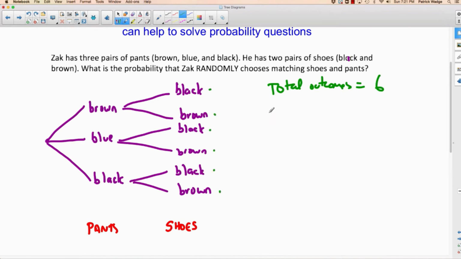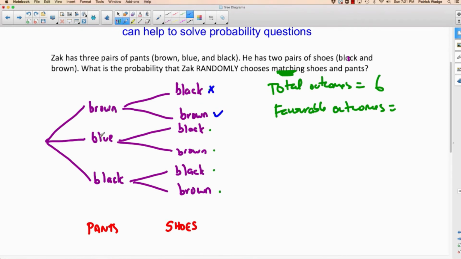Okay, now what we want to know is what's the probability that Zach randomly chooses matching shoes and pants. So we want to figure out the favorable outcomes. Okay, so is this favorable, this first one? This is brown pants, black shoes. That's not favorable. It's not the same color. How about this one? Brown pants, brown shoes. That's a match. Great.